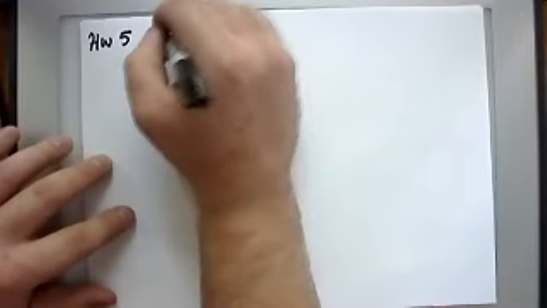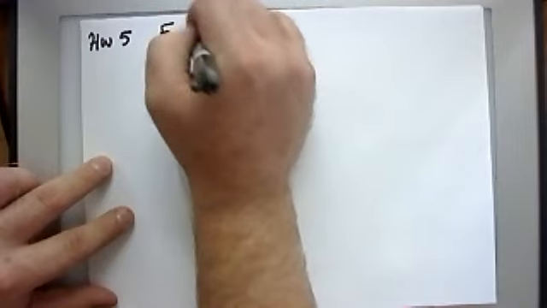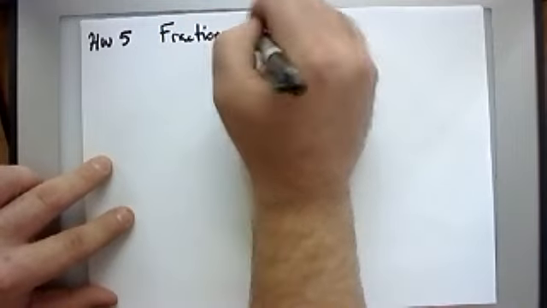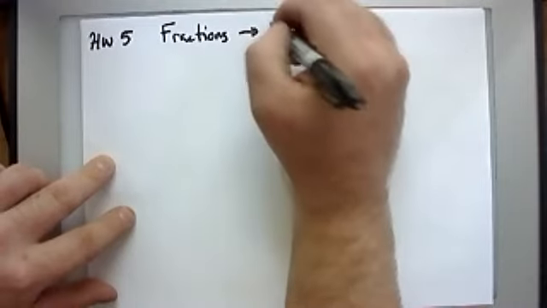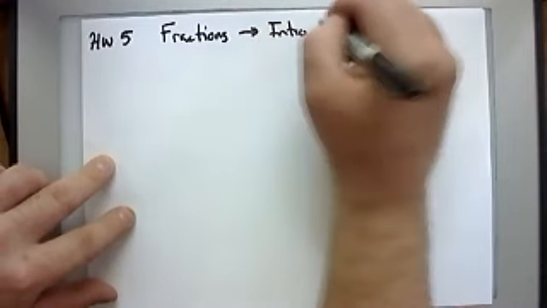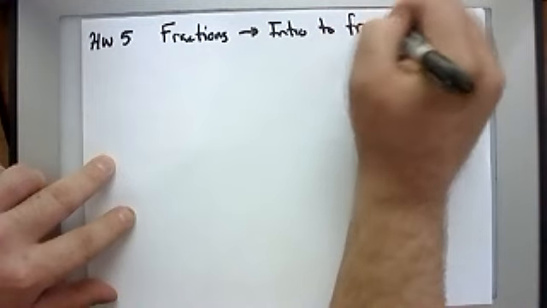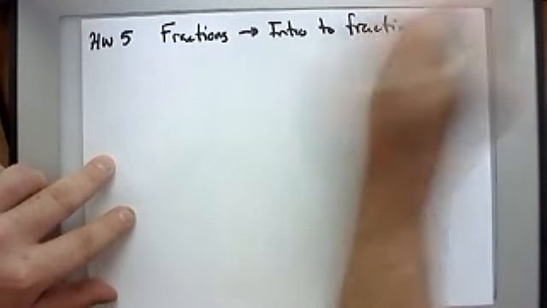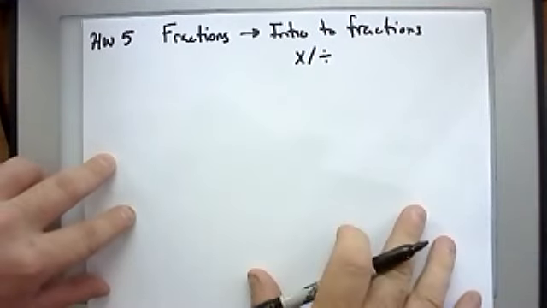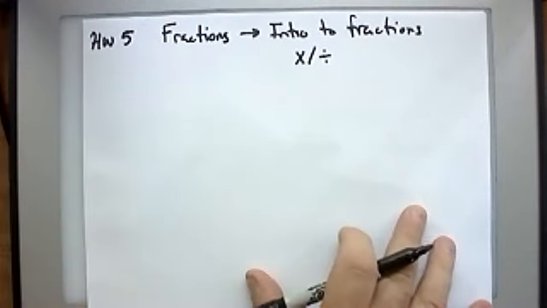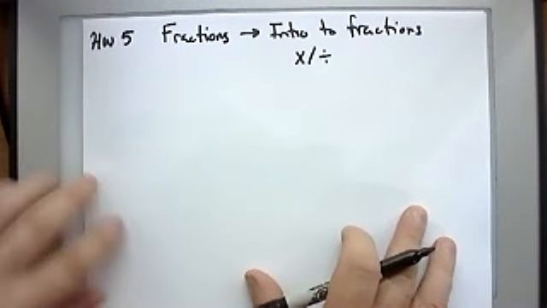Homework 5 is fractions. Two-part lecture. We'll be doing more fractions next week, or in homework 6. So we can call this intro to fractions, and we also will be covering multiplication and division. Luckily, they're actually easier with fractions than with decimals, certainly, so hopefully not too big a deal there.